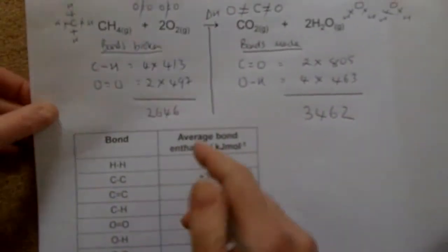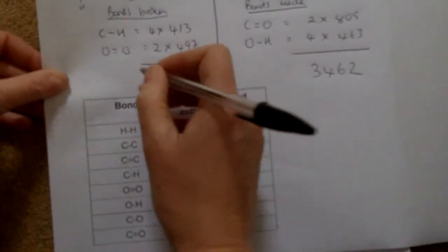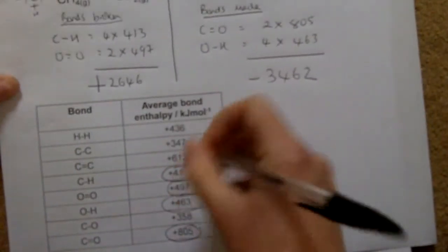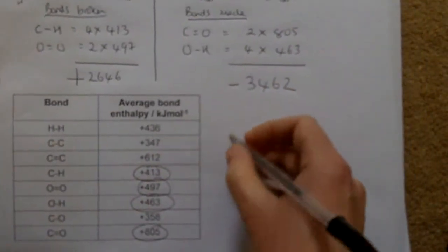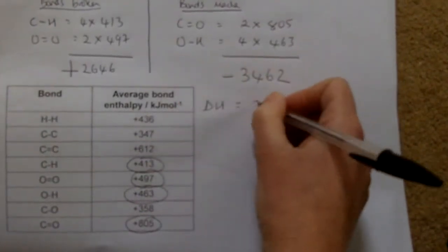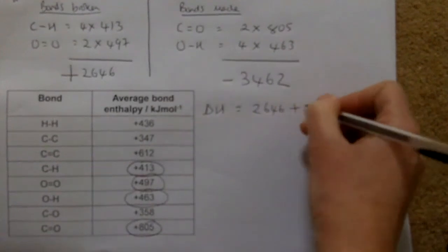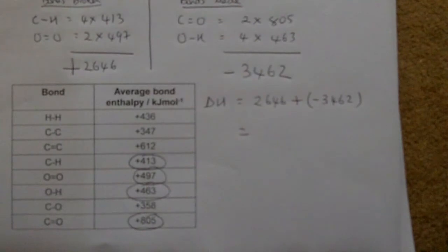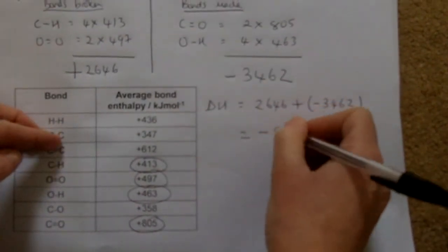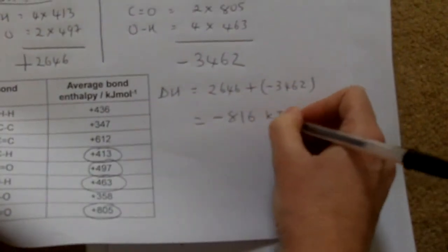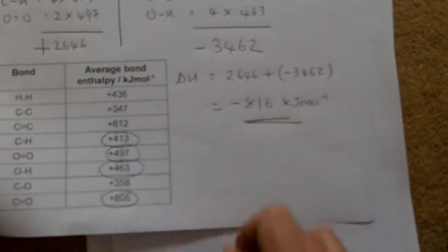Okay, and then you say, right, bond breaking is plus, bond making is minus because it releases energy, and then just simply add them together. The enthalpy change equals 2646 plus the other one, minus 3462, and you get your answer on your calculator, which is minus 816 kilojoules per mole. And there's the answer there.